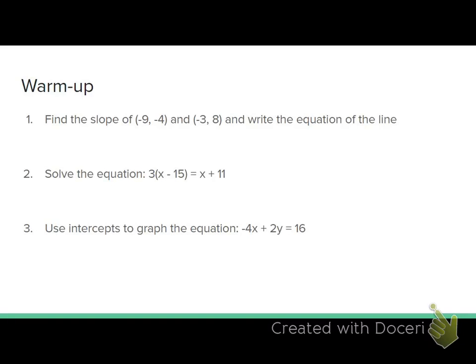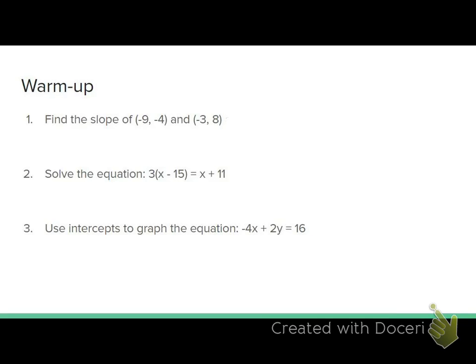All right, we are going to get our notes out of the way first today. Our warm-ups. Find the slope of a line through (-9, -4) and (-3, 8). We are not going to write the equation of it today. We'll worry about that another time. For now, we are just going to find the slope of that line.